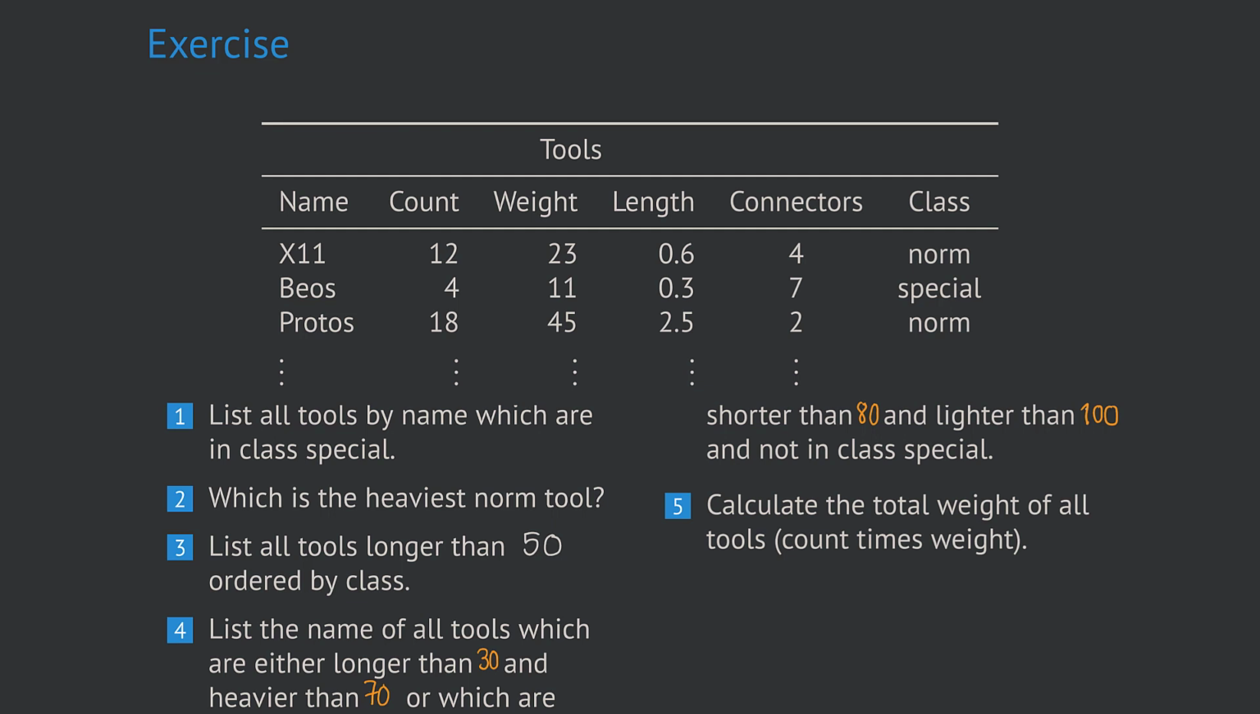Calculate the total weight of all tools, count times weight. So the hint in the bracket means that each row contributes by count and by weight to the total weight. So the row with the name X11 says that in the inventory there are 12 tools, each of which has weight 23. So that one row contributes to the total weight by 12 times 23. So over the complete table, for each row, we have to sum up the product's count times weight.